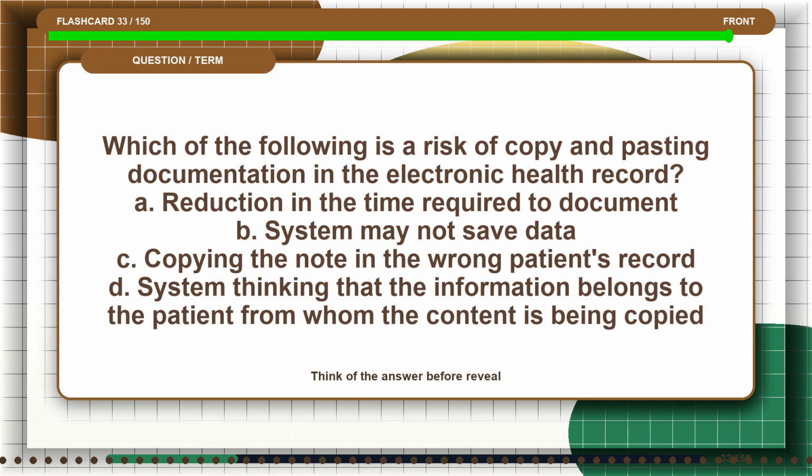Flashcard 33. Which of the following is a risk of copy and pasting documentation in the electronic health record? A. reduction in the time required to document. B. system may not save data. C. copying the note in the wrong patient's record. D. system thinking that the information belongs to the patient from whom the content is being copied. Think of the answer before the reveal.